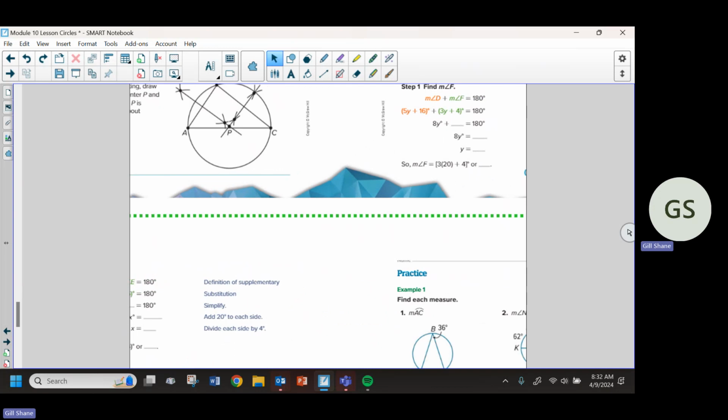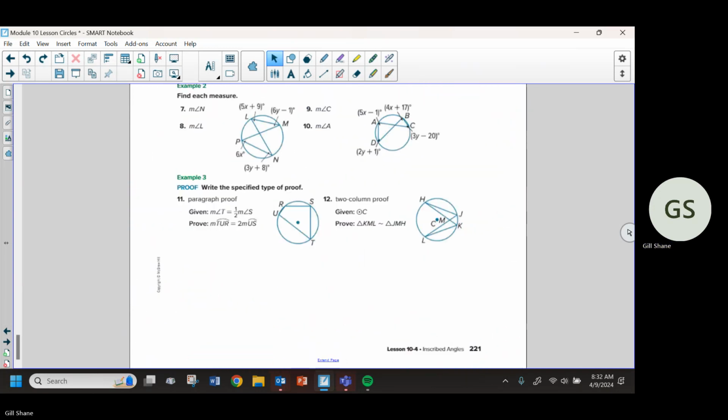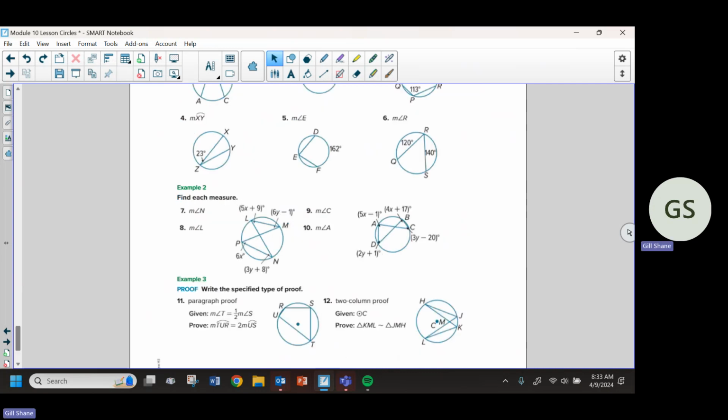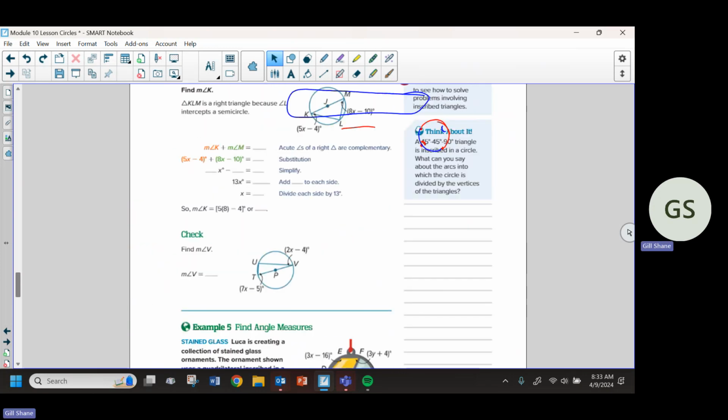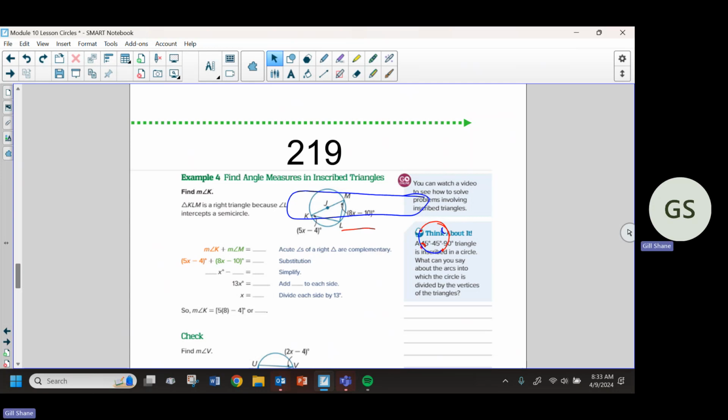Let's go to 219. All right, so 219. Oh, God dang it. It's not 219, is it? 219? Yes. All right, so try to do example four. This is where we'll probably talk about the big concept. Try to do the check problem also, example four and the check.